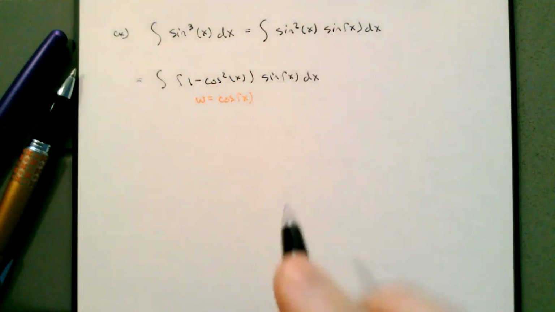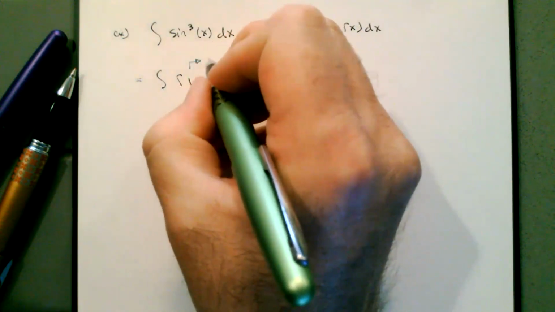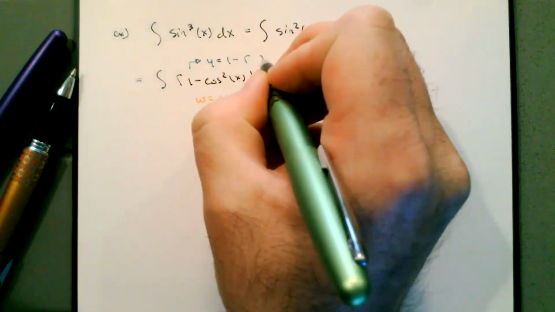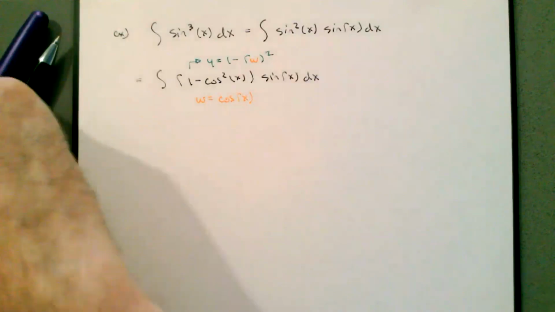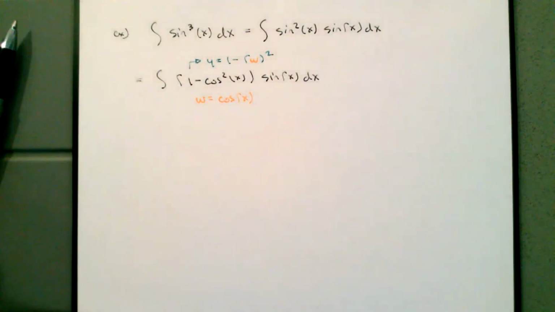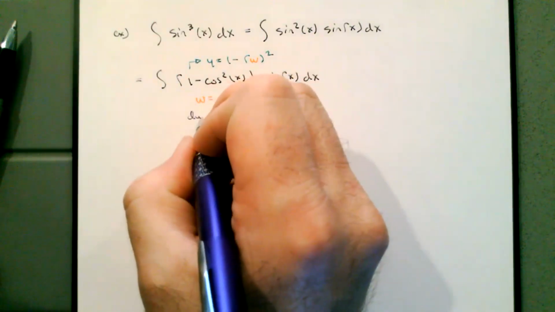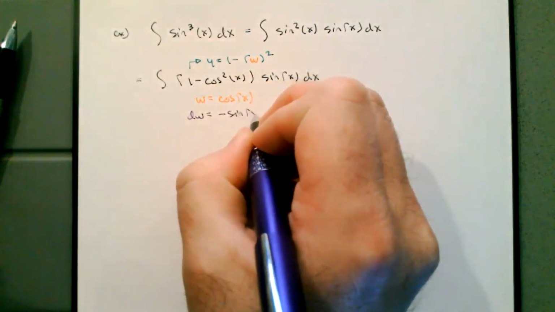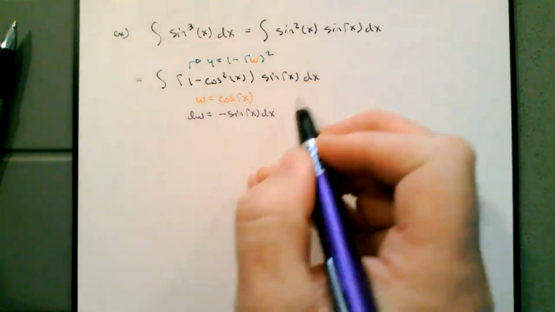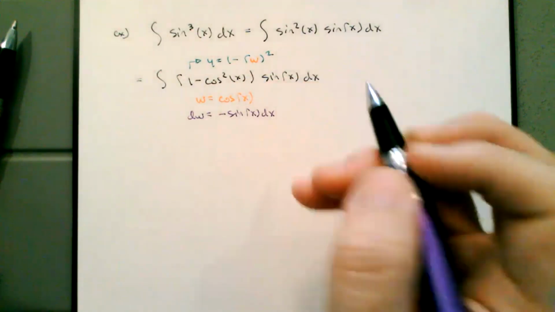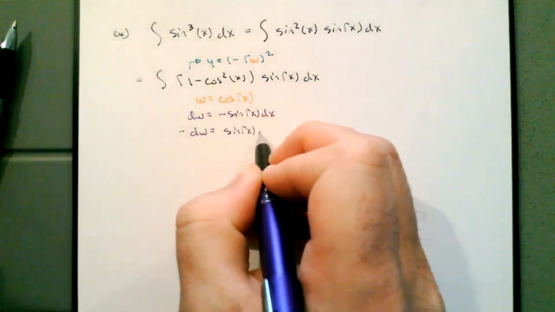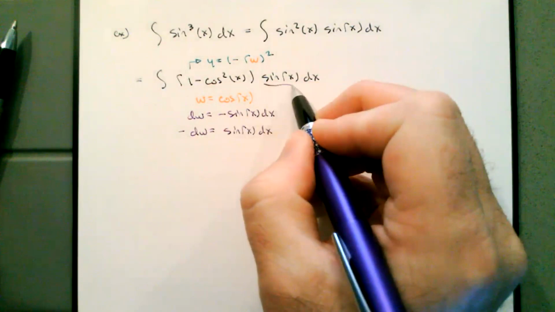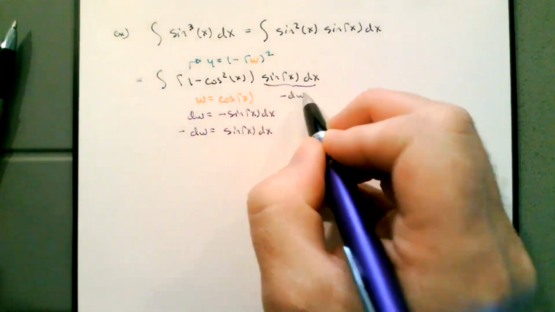If I make w equal cosine x, I'm plugging it into the function 1 minus w squared. And the reason that I want to make a substitution into 1 minus w squared is that the derivative of cosine is negative sine. And that's that factor of sine that we saved to be the dw. I have to change the sign here. Minus dw is sine x dx. So this sine x dx is going to be replaced with minus dw.